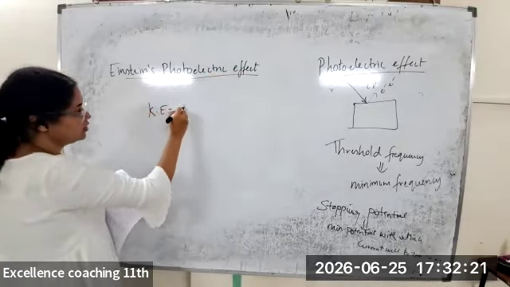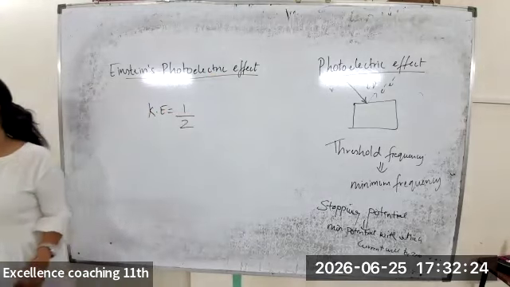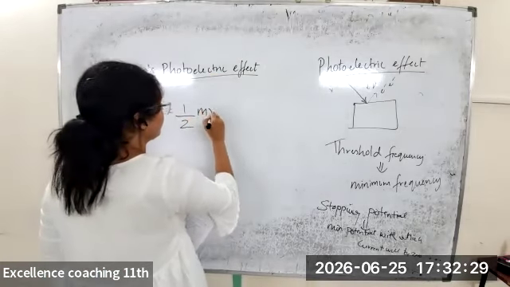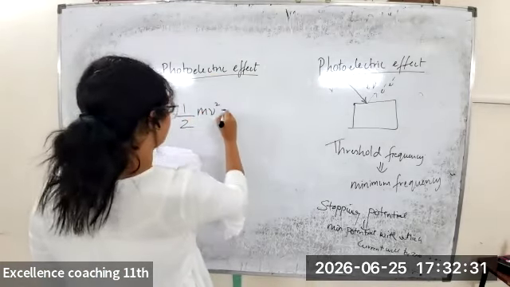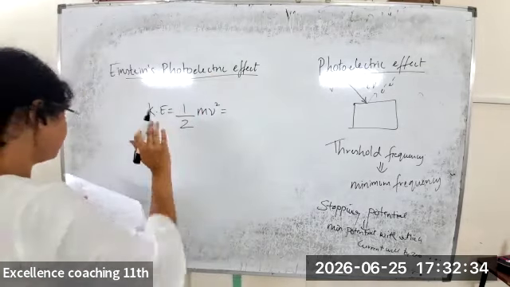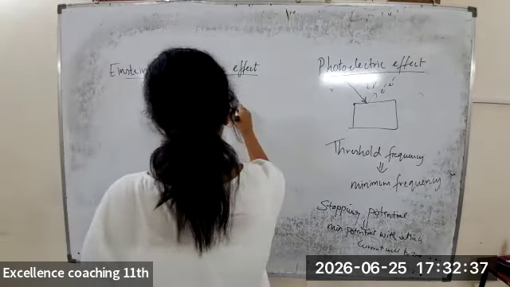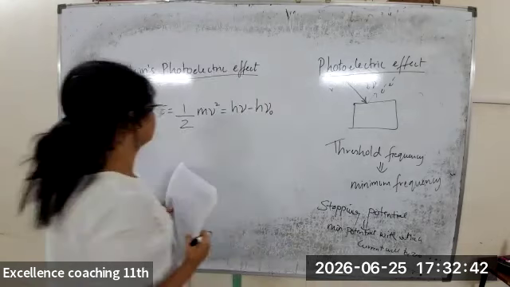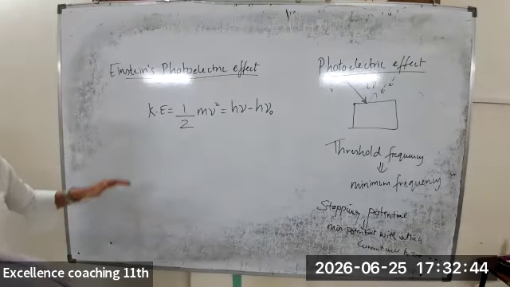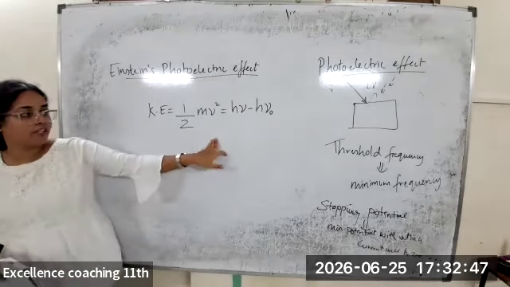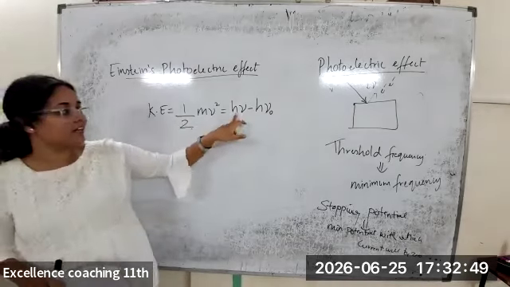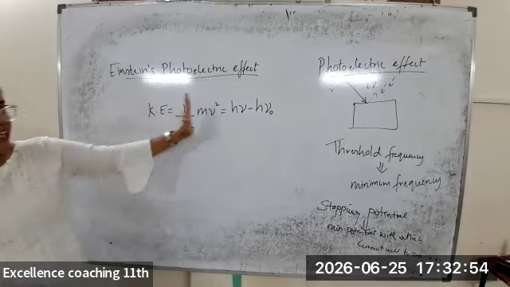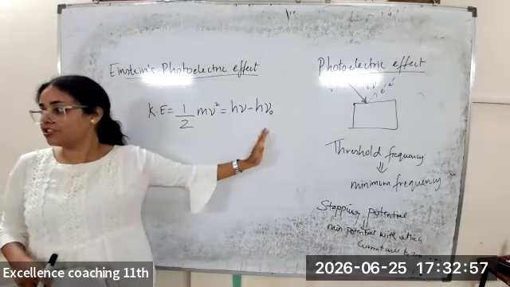Okay, kinetic energy. You all know the basic formula for kinetic energy, half m v square. Okay. So basically, what is done is this. You can also write it in terms of h nu minus h nu dash. Like this is not important here, like how you got this h and all. Basically, what he said is kinetic energy is equal to h nu minus h nu dash.